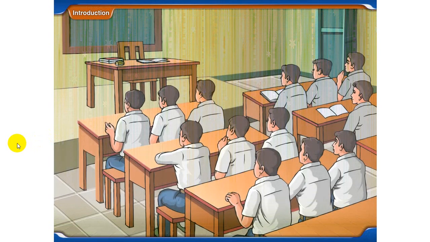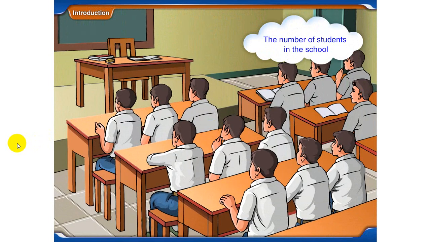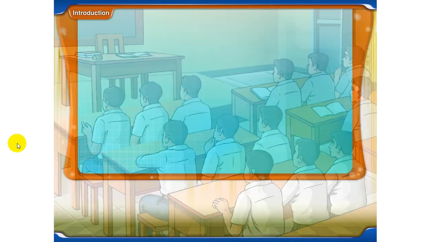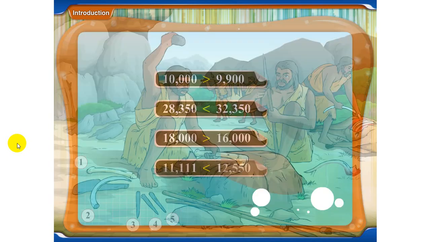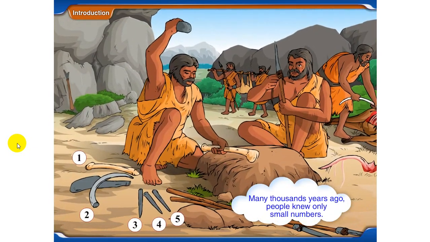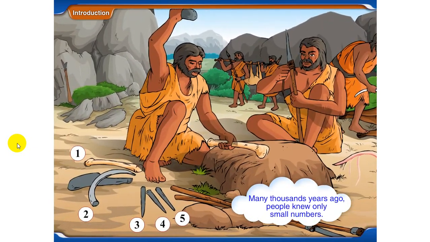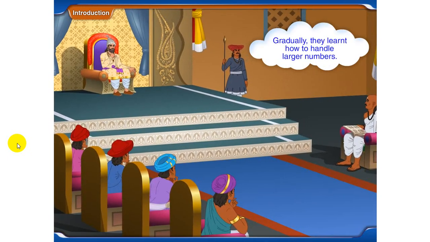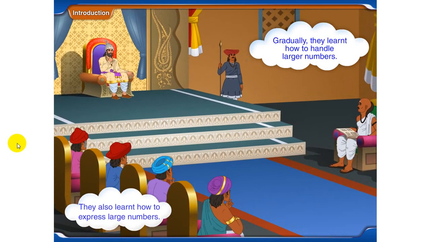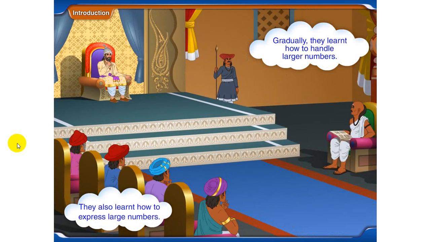We can count objects in large numbers. For example, the number of students in the school and represent them through numerals. It is not as if we always knew how to convey large quantities in conversation or through symbols. Many thousands of years ago, people knew only small numbers. Gradually, they learned how to handle larger numbers. They also learned how to express large numbers in symbols.